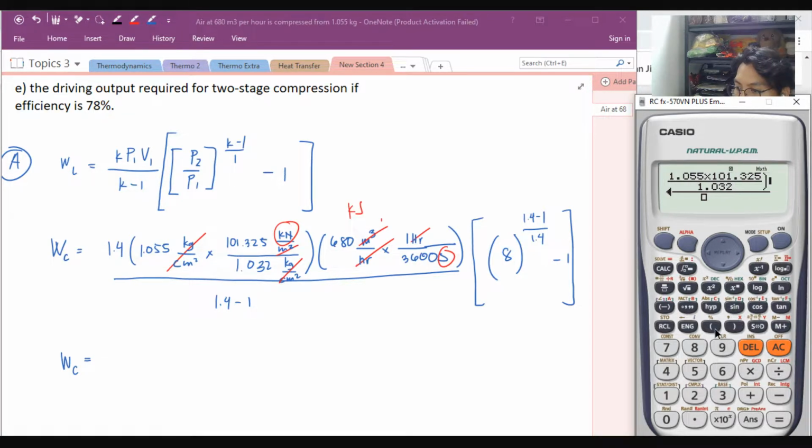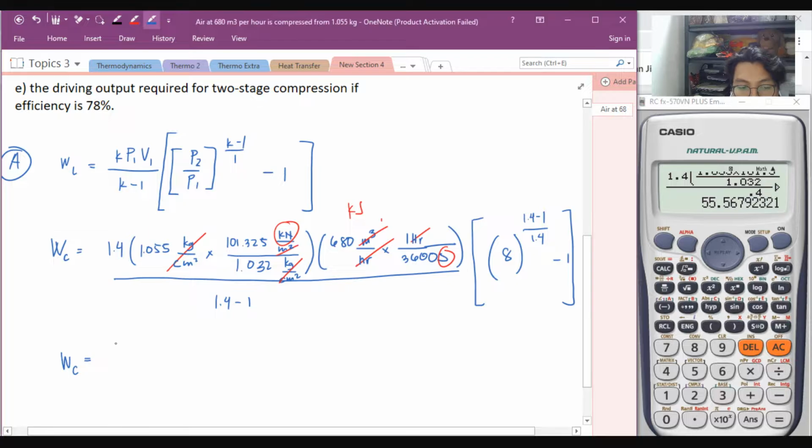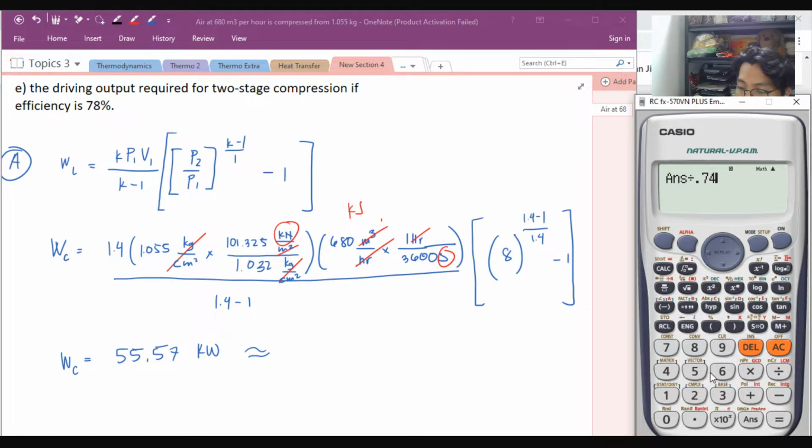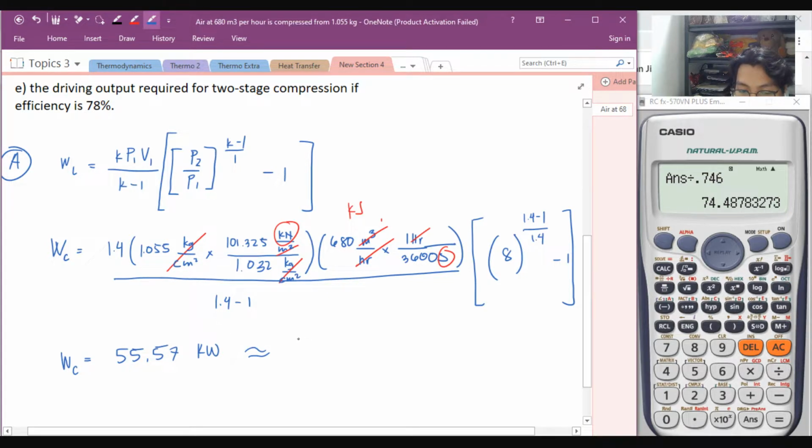That will cancel. And then you multiply it again with 680 divided by 3,600. And then, before you multiply it by the other side, down here, 1.4 minus 1 is 0.4 right away. And then, you multiply it again with 8 raised to 0.4, since the exponent is 1.4 minus 1 divide by 1.4, and then minus 1. The answer will be 55.57 kilowatts. Approximately, let's take that. Divide it by 0.746 to become HP. So, that is 74.49 HP. Okay.